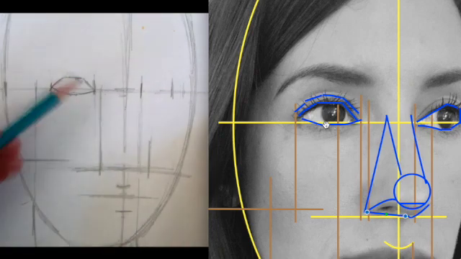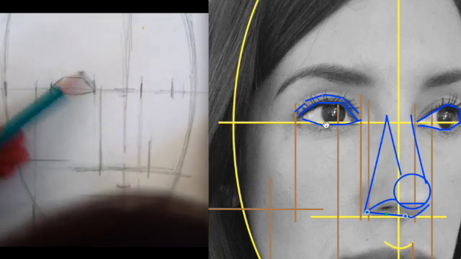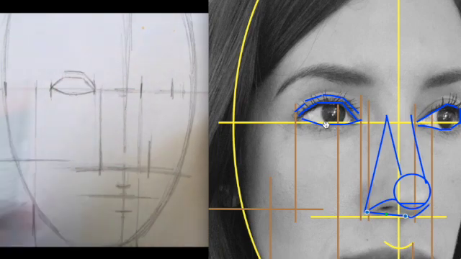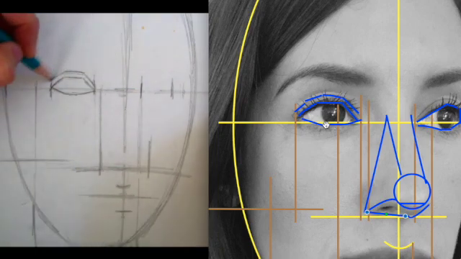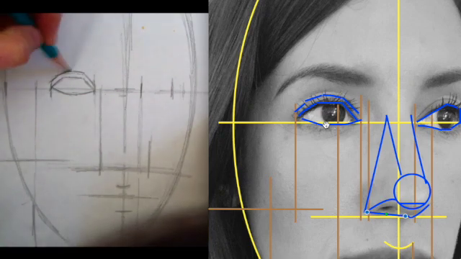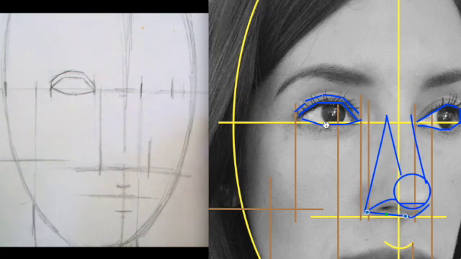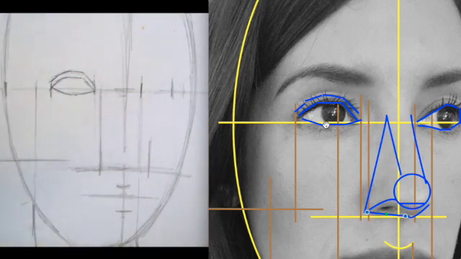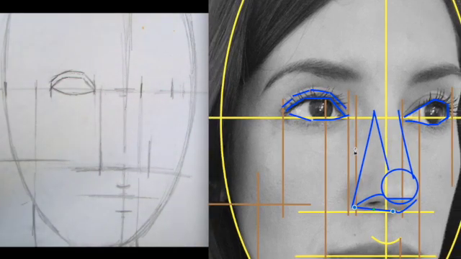Then I'll do the same for the eyelid. 1, 2, 3, 4. Now this is going to get fine-tuned, so just stick with me for now. If you're like, Miss O, that doesn't look like me.